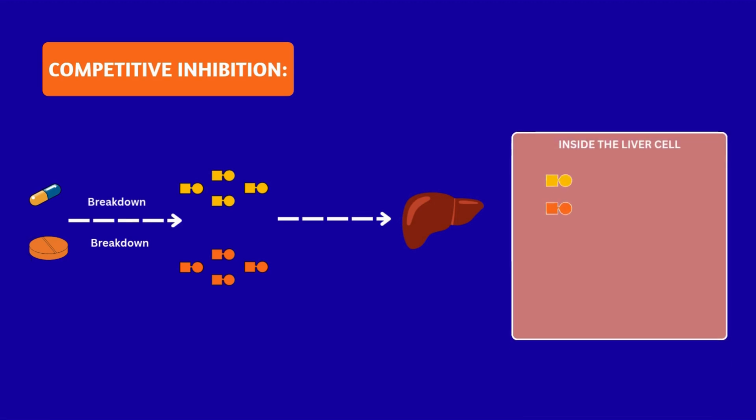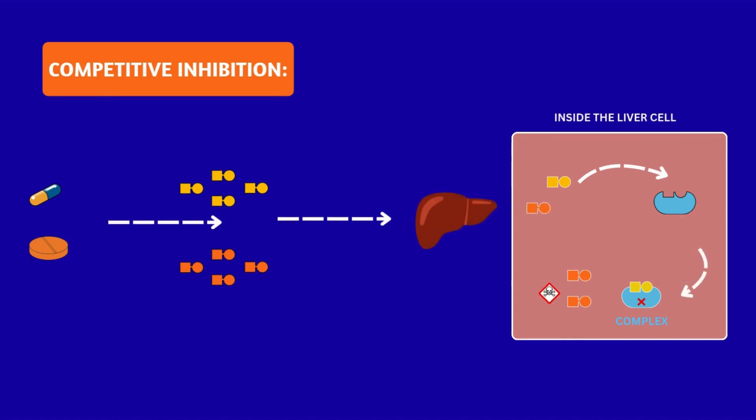Let's see competitive inhibition. In this type, two drugs compete for the same active site on the enzyme. Only one can bind at a time. If the inhibitor binds first, the other drug cannot. Example, methacholine and acetylcholine. Both resemble each other and compete for the enzyme cholinesterase. Here, methacholine acts as an inhibitor and prevents acetylcholine from being broken down. Since both compete for the same site, it is called competitive inhibition.